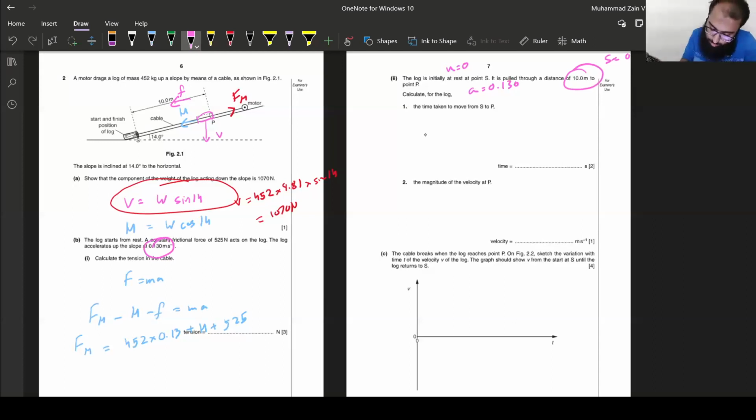So the formula most suitable for this could be S equals ut plus 1 over 2 at square, where ut becomes 0, and acceleration and S would be positive, so it would come out as 10 equals 1 over 2 times 0.130 times t square. So you can find t by this and you'll get the answer. And then the magnitude of velocity at P, so we now know the time, so v equals u plus at. We know the initial velocity was equal to 0, and acceleration and the time we just found out, so we could just calculate it.